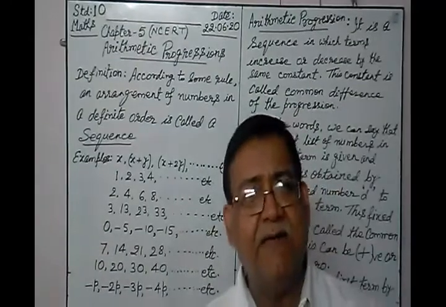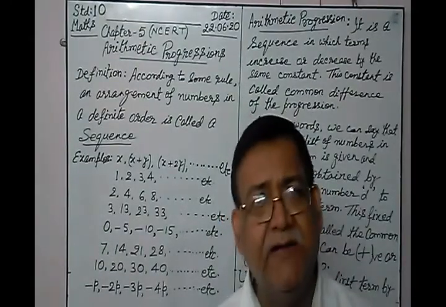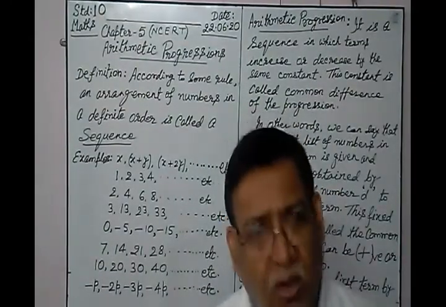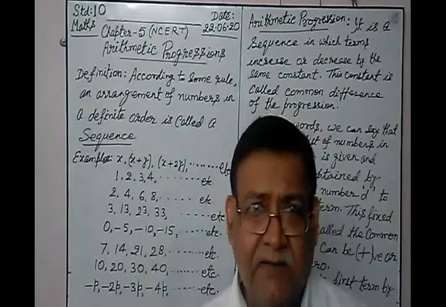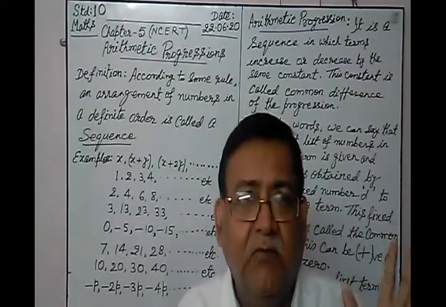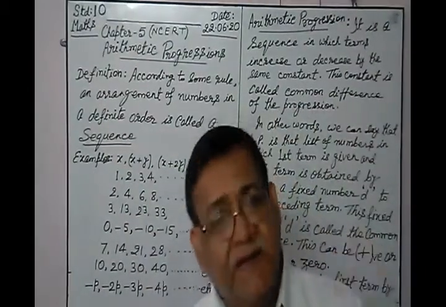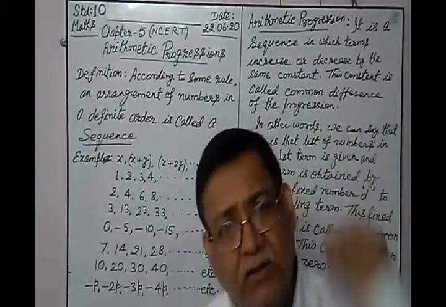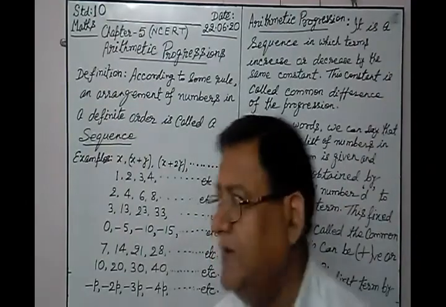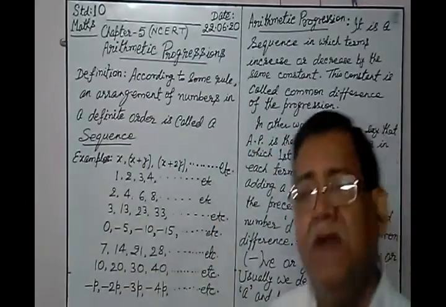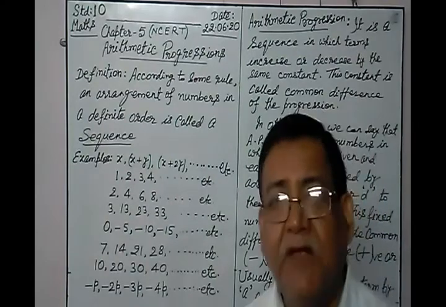It is not like that somewhere it is increasing, somewhere decreasing, somewhere neither increasing nor decreasing. It is not like that. It is maintaining some order. Okay? So definite order. If one is increasing, then it is increasing. If one is decreasing, then all the terms are decreasing. So this type of arrangement of numbers is called a sequence.